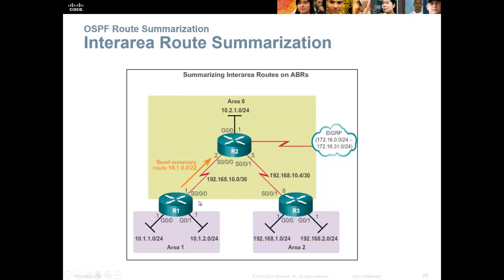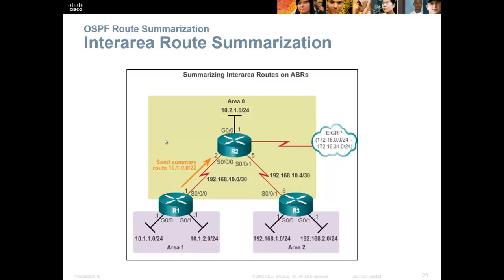So you can see in this slide, when R1 sends his stuff, because he's an area border router, he's going to summarize the information he sends. So he just sends 10.1.0.0/22, because that matches all networks inside area 1. That's all he needs to do to send it to R2. So that way R2 doesn't have to have multiple different routes going to R1.